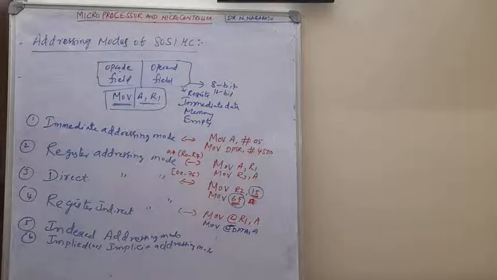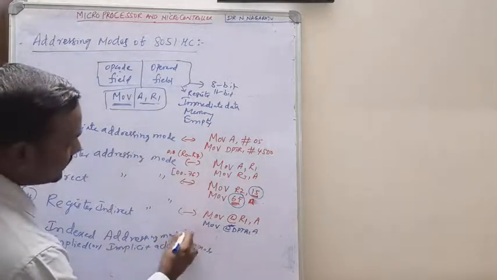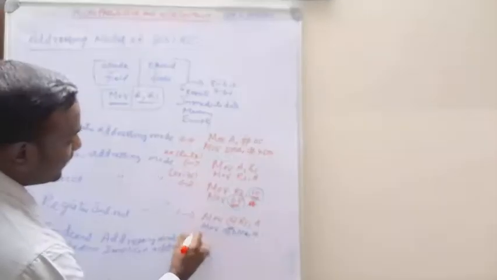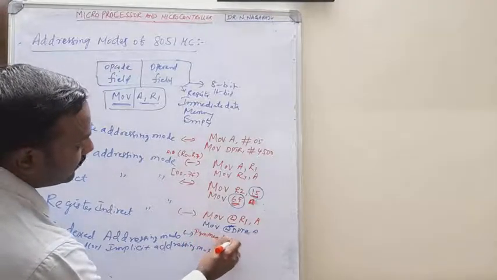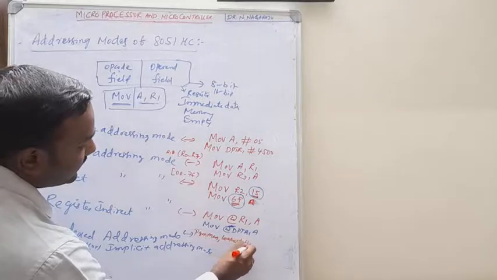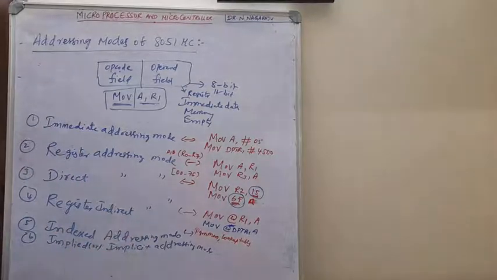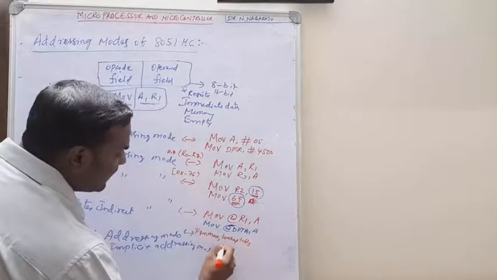Now the indexed addressing mode is somewhat different. Basically this indexed addressing mode is mainly used for accessing the program memory. If you want to access program memory, or read lookup tables, this indexed addressing mode plays a major role. I am going to give one example for this.